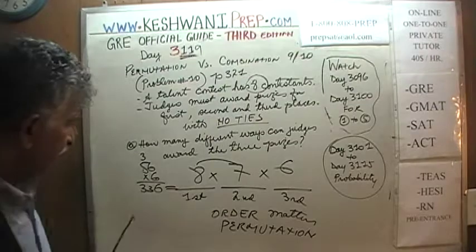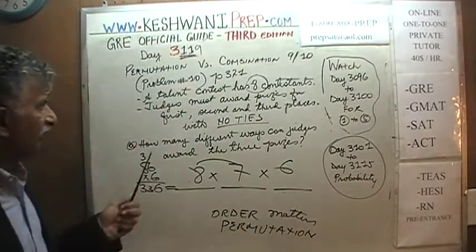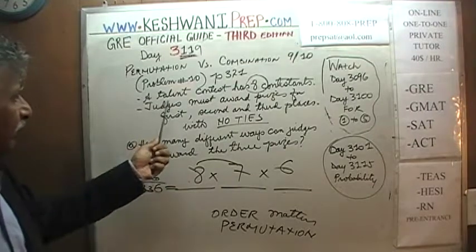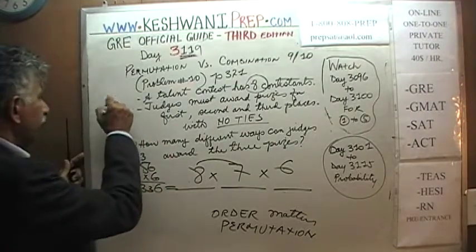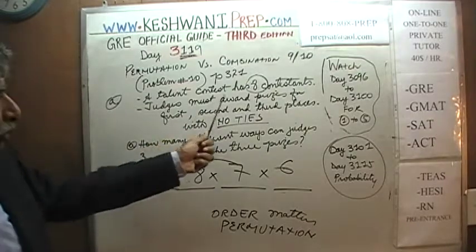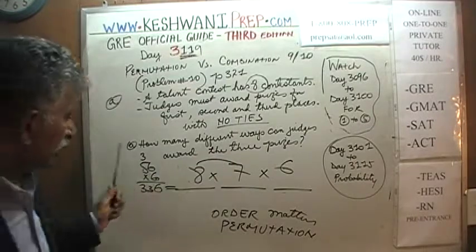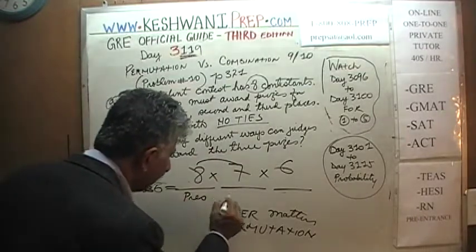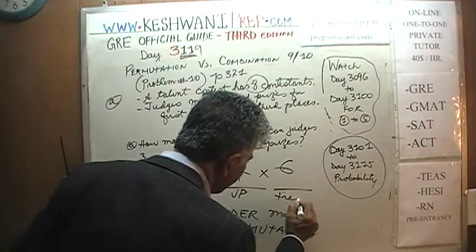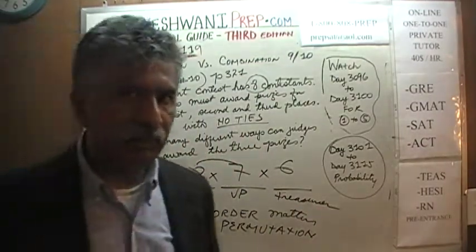The same thing would have been true if, instead of talking about first prize, second prize, and third prize, we had asked a different problem. This was part A, but we're going to word it differently. Here we have a group of 8 people from which three are to be chosen to serve as president, vice president, and treasurer. They're not serving on a committee with no titles.